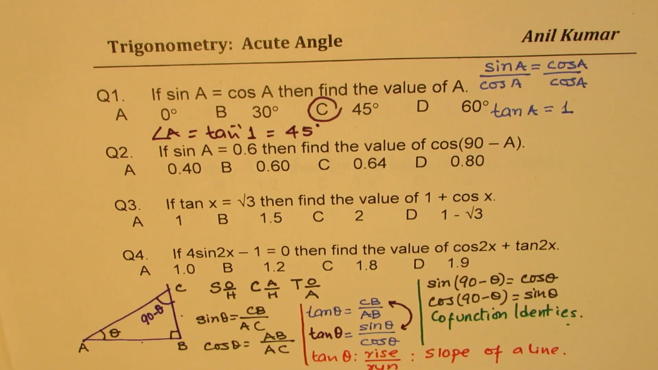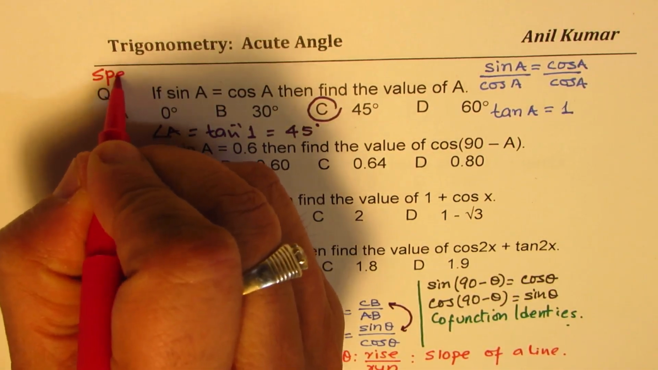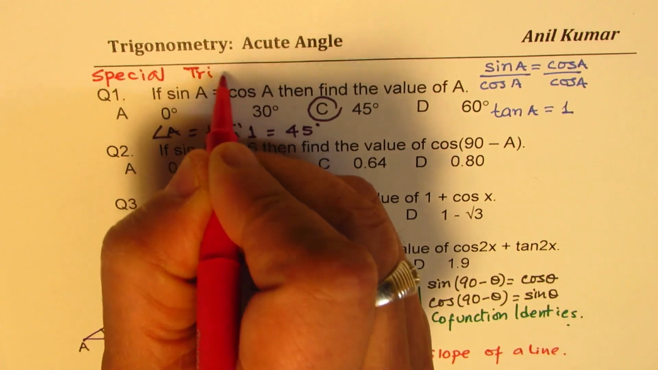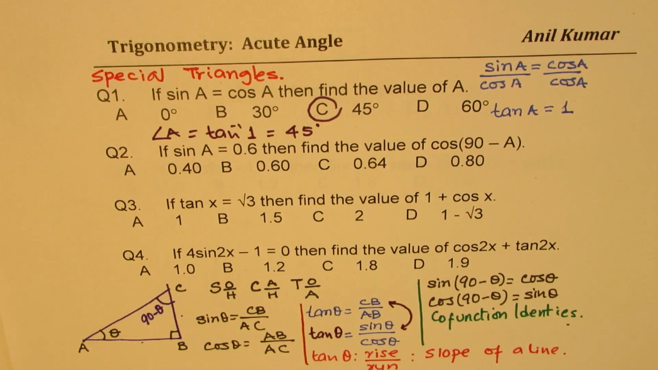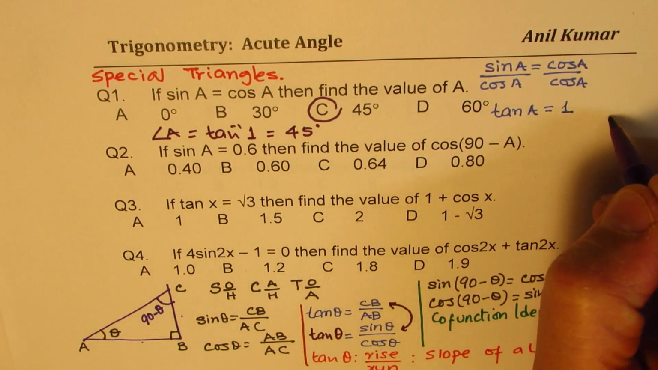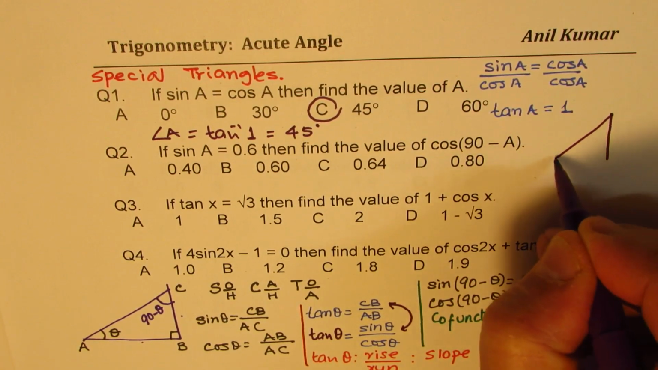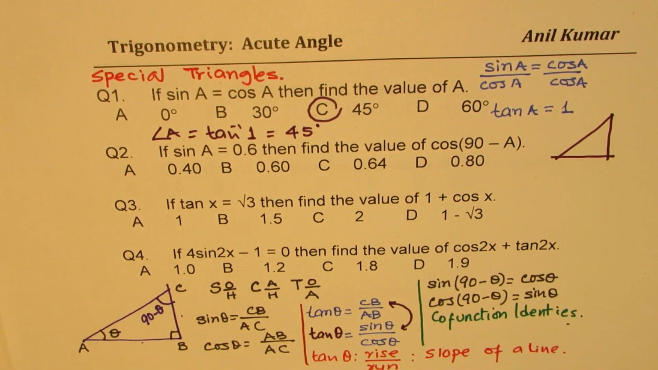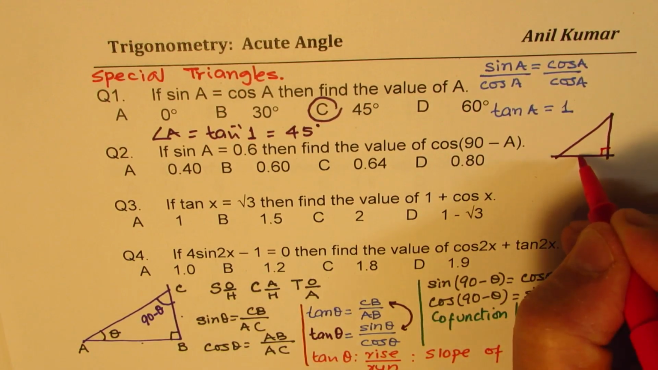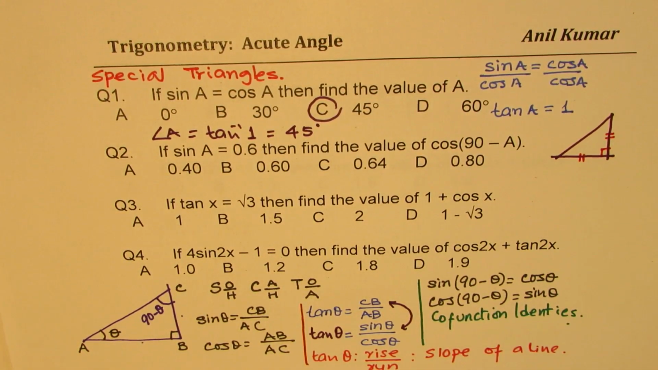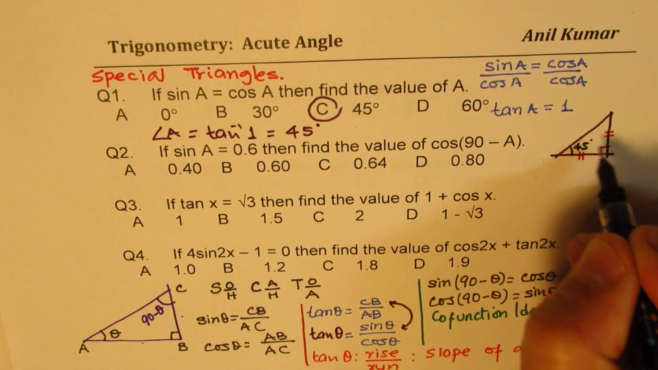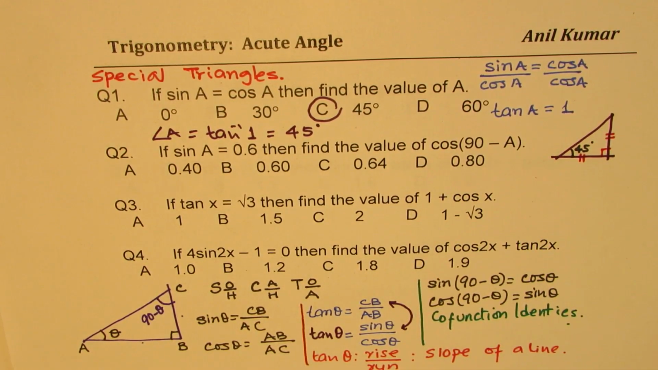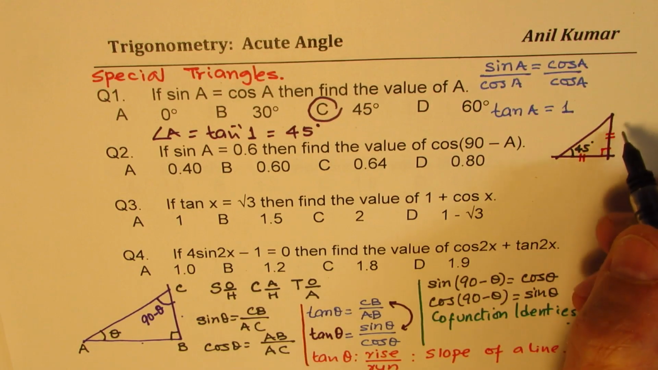The other way is to use special triangles, right? So let's talk about special triangles also. Now I'll share with you two special triangles, one with this 45 degrees, right? So if I have a right triangle where the two sides are equal, in that case, this angle here has to be 45 degrees, correct? Since sum is 180 degrees, right? 45, 45 and 90 gives you 180.